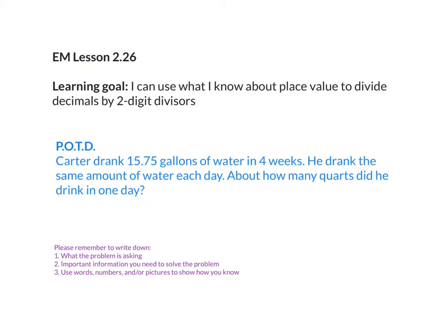Okay, today's Wednesday, November 28th, and we are continuing right along with Module 2, Lesson 26. And today your learning goal says, I can use what I know about place value to divide decimals by two-digit divisors. Okay, when it says I want to divide decimals by two-digit divisors, what number is going to, the decimal, is that going to be the whole or the divisor?